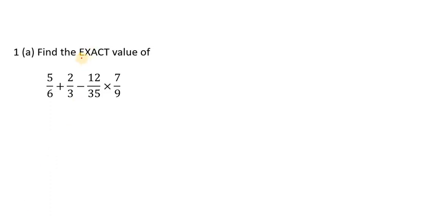Now we are asked to find the exact value of this expression here. Since we have to do multiplication before addition or subtraction, based on the order of operations known as BODMAS: brackets, then division or multiplication, addition or subtraction. Multiplication must be done before addition or subtraction based on what we have here. So I'll work out the multiplication first.